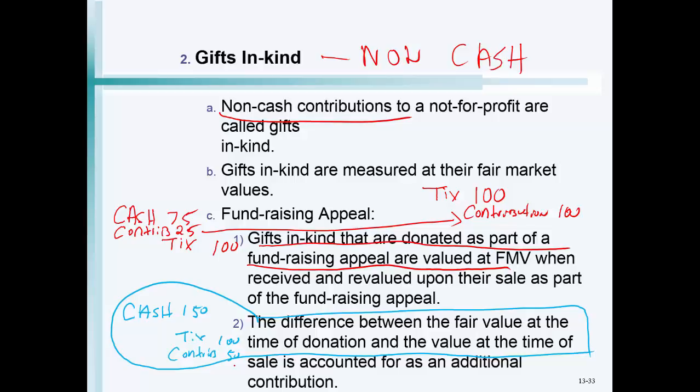So what happens when we originally get, say, the tickets? When the tickets are donated, we'll debit tickets and we'll credit contribution, because somebody has contributed an item to us that has value, right? And if the tickets were $50 each, the fair value of those tickets, 50 times 2, is $100. We debit tickets, we credit contribution $100, right?